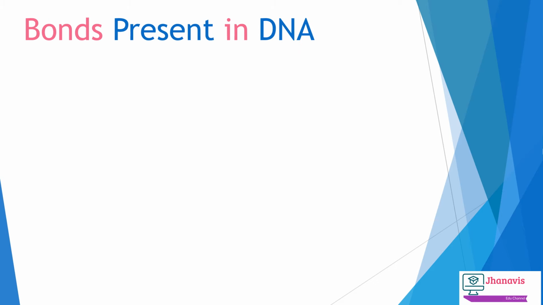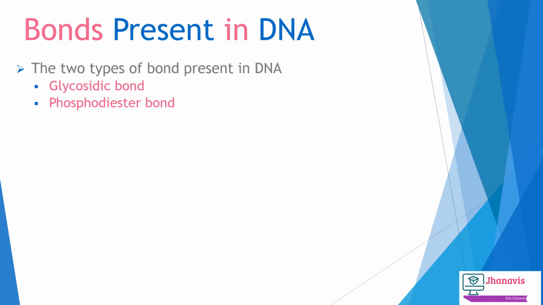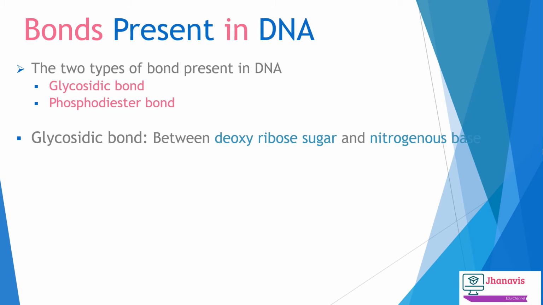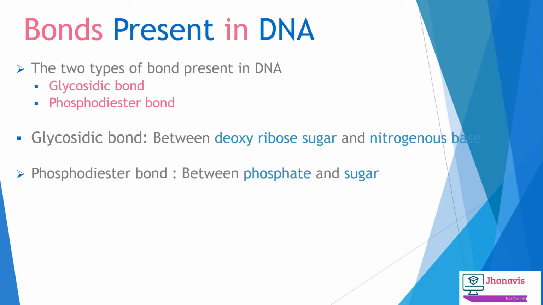The bonds present in the DNA. There are two types of bonds present in the DNA: a glycosidic bond and a phosphodiester bond. What is a glycosidic bond? The bond present between the deoxyribose sugar and a nitrogenous base is called a glycosidic bond. The bond present between the phosphate and the sugar is called a phosphodiester bond.